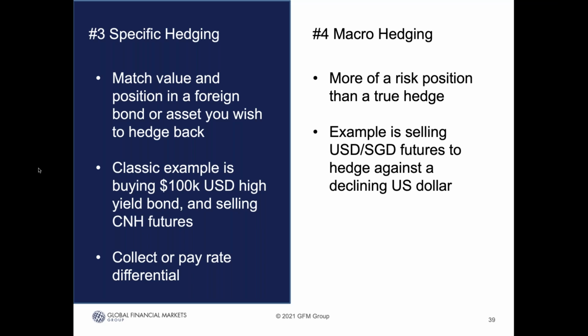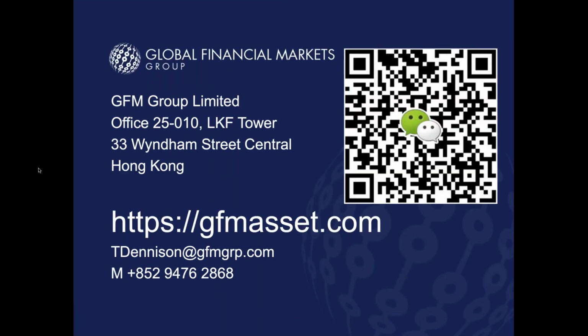Last but not least is a form of macro hedging. This is really not a true hedge, it's more of a risk position, where let's say, for example, you've got an overall portfolio and you're worried about a decline in the US dollar. Well, I mentioned I like the Singapore dollar as a hedge against an overall decline in the US dollar. So if you sell the Sing dollar futures, that's a simple way of doing that trade, if that's what you so please. Remember, the Sing dollar futures is the price of a US dollar in Singapore dollars. So if you sell a contract, that exchange rate goes down, it means the Singapore dollar is strengthening, the US dollar is weakening.